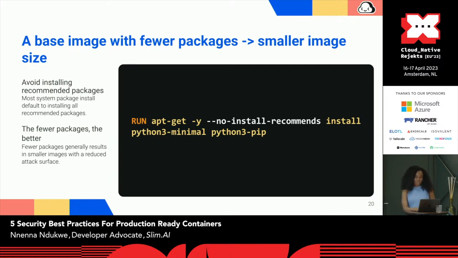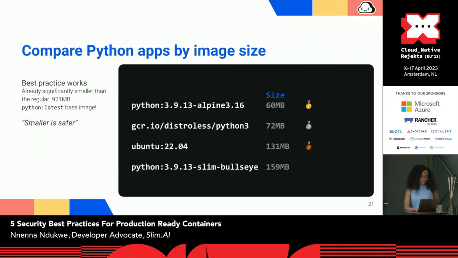So that 921 or 23 megabyte Python latest base image I mentioned earlier is a good example of one that's quite large. So of course, as you know, more packages make the container image larger, and the larger it is, the more it increases the attack surface. And so what you want to do is, like I mentioned before, not install the recommended dependencies. And with this example of installing Python 3 without the recommended packages, it actually ends up reducing the image size by 298 megabytes, I believe. So now we can look at building the app and see how the final image sizes compare to each other now that we have the Ubuntu one set up.